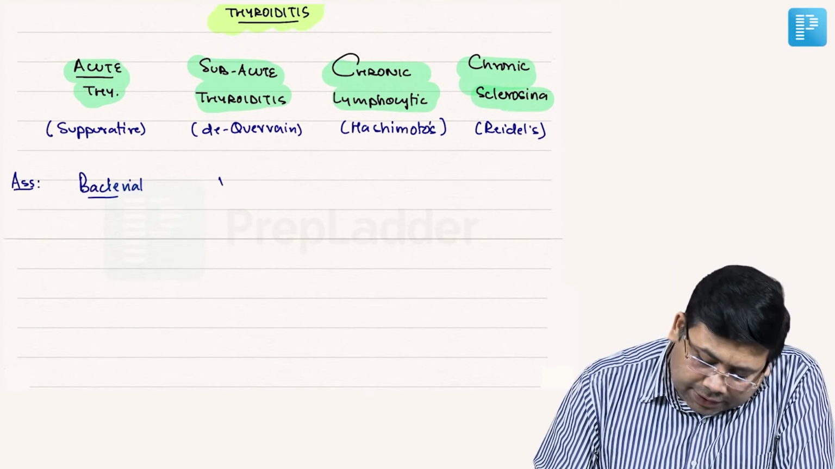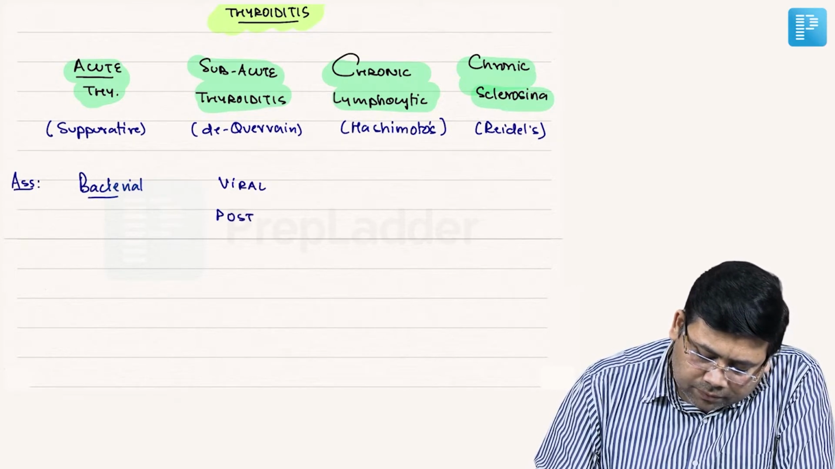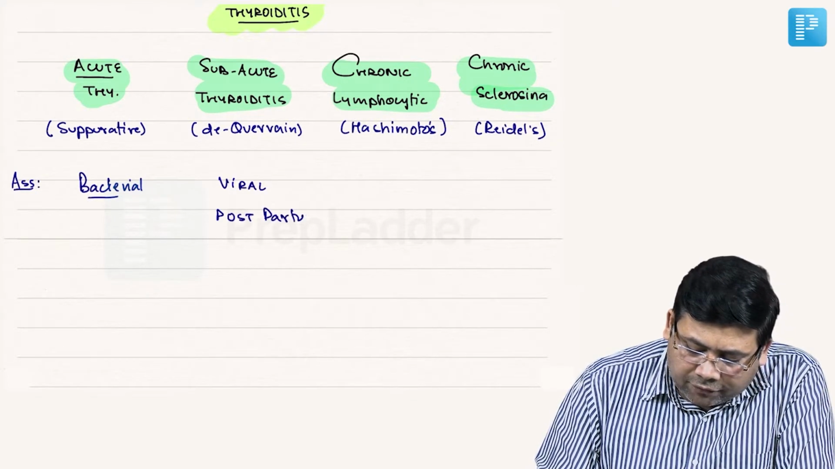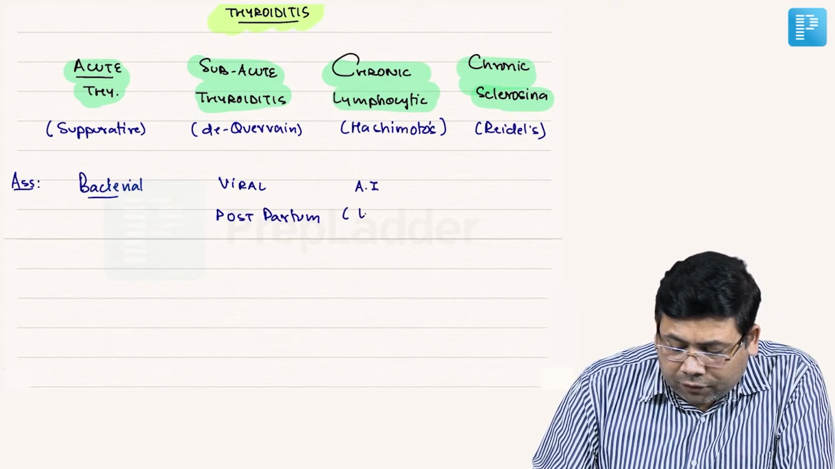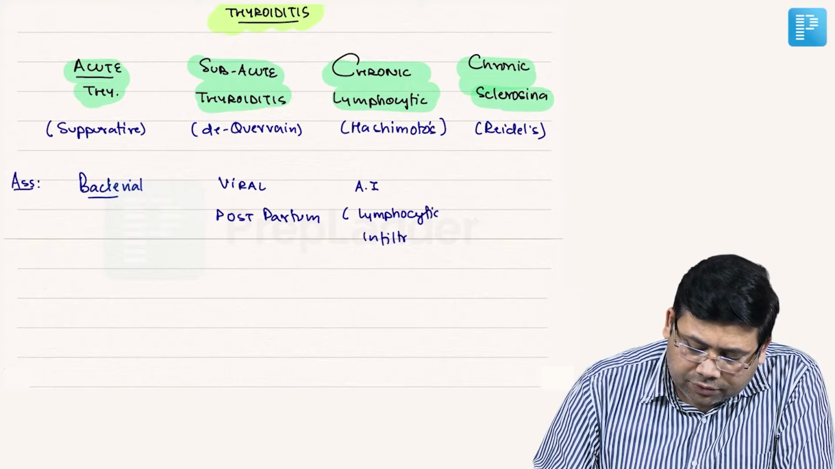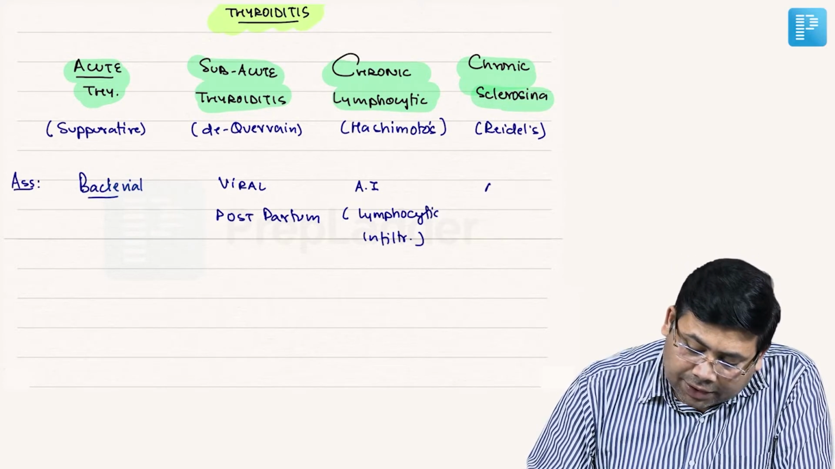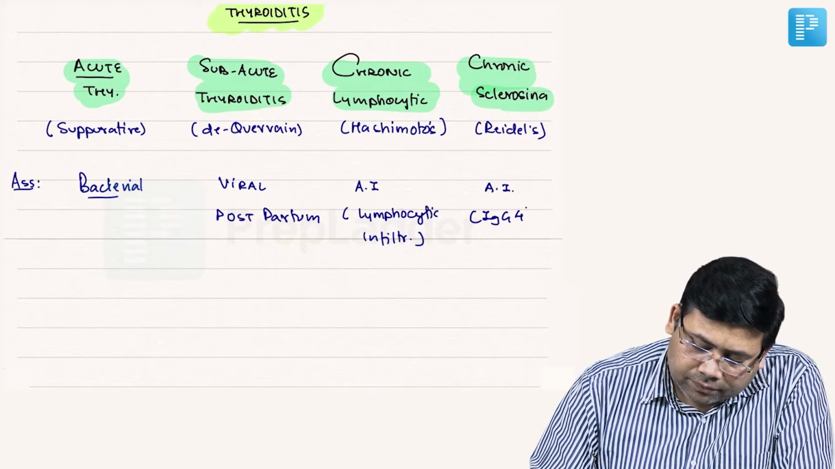Subacute thyroiditis, it is either viral or postpartum. Chronic lymphocytic, it is autoimmune, and this is lymphocytic infiltration. So autoimmune with lymphocytic infiltration. Riedel's, it is again autoimmune, and this is IgG4 related.